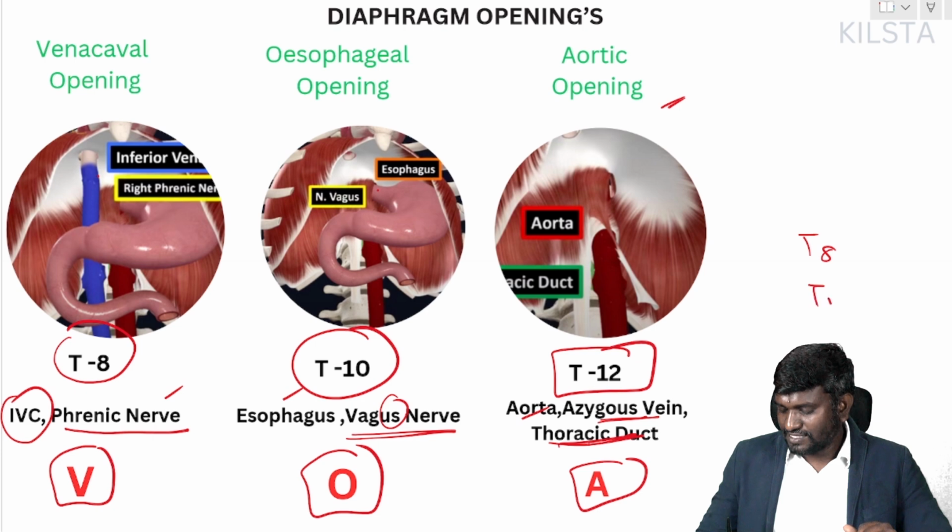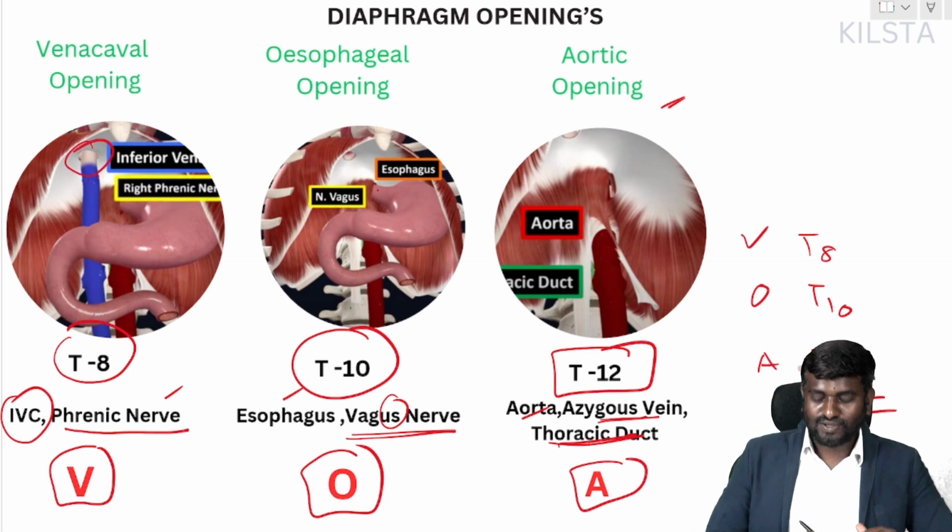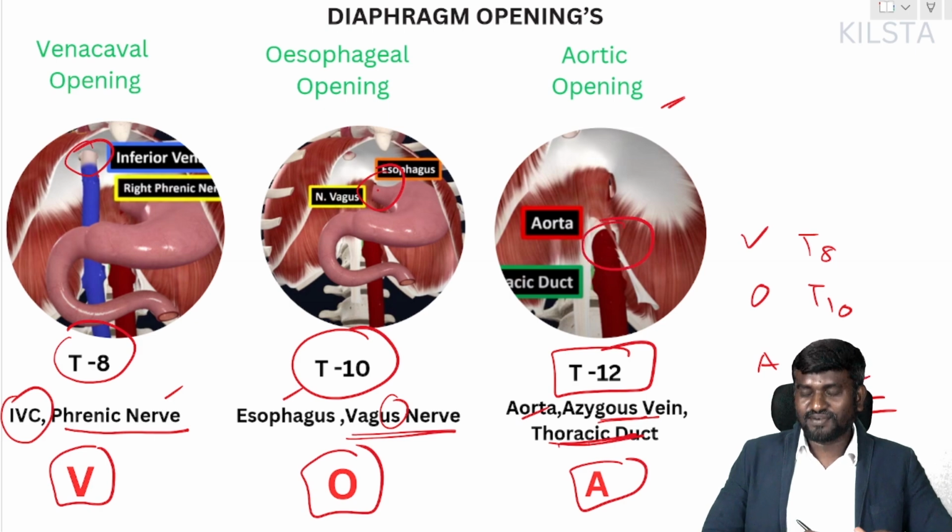T8, T10 and T12. Please look at the images carefully. This region is going to be the vena cava opening. This is going to be the esophagus opening, and this is going to be the aortic opening.